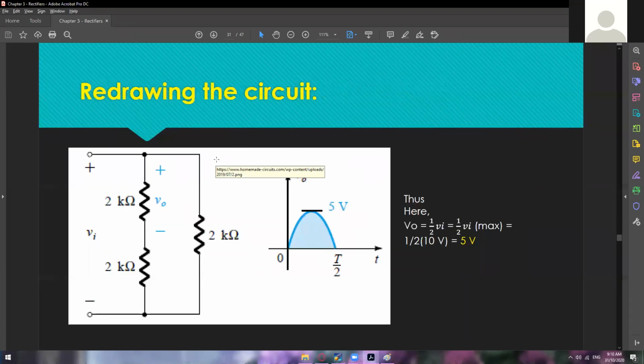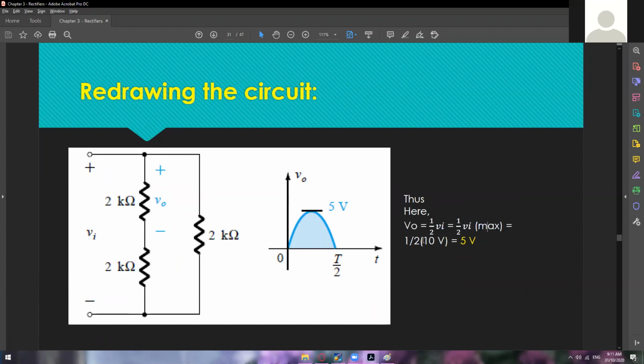And then if you're going to redraw the circuit, you will get this kind of circuit. As our V sub I passes through here, it will be divided into 2. If we have 10 volts of V sub I, then just divide it by 2: 5 volts here, and another 5 volts here. Thus, V sub O is equal to 1/2 V sub I, or 1/2 V sub I max.